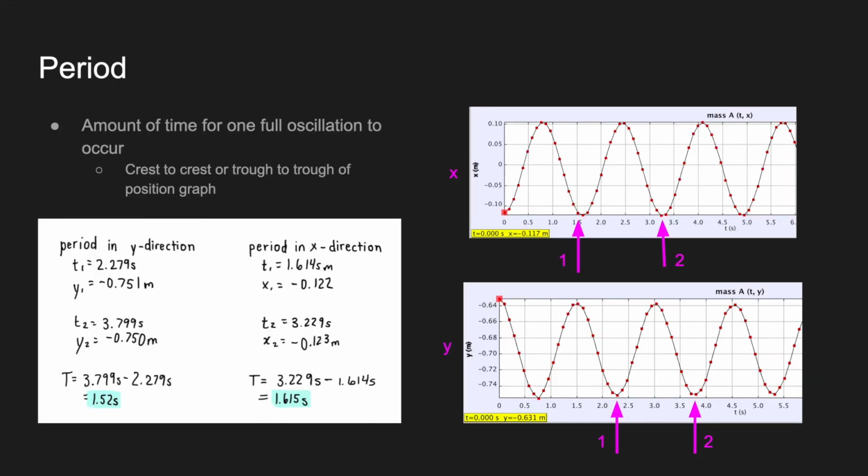Lastly, we want to compare the periods of our experimental data in both the x and y directions. Period can be defined as the amount of time it takes to make one full oscillation. We can use our graphs and tracker to see at what time the position returns to its initial location, and that is the estimate of the period. The x direction period is 1.615 seconds, and the y direction period is 1.52 seconds.